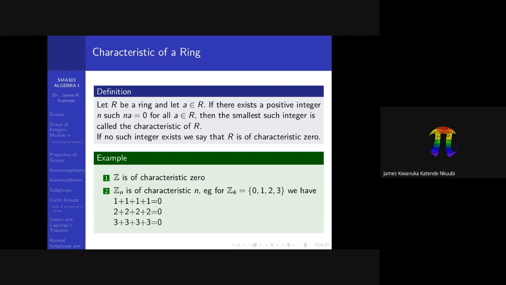You can have a larger number. So if you add 1 to itself 8 times, for instance, you will get 0, but we are looking for the smallest number of times you need to add 1 to itself to get 0, and every other element in the ring. So 4 works for Z4, and we say that Z4 is of characteristic 4.